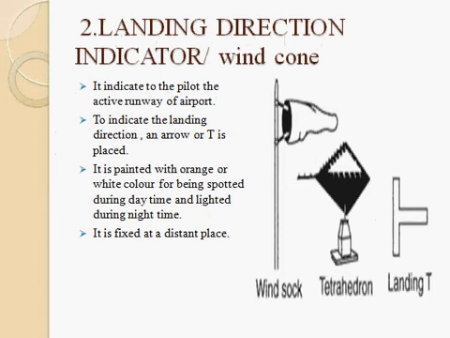Next is landing direction indicator. A similar one is used for the wind direction indicator also. In order to show the active landing direction, you will use a landing T like this, and this will show the active runway of the airport. It will be painted in orange or white color for spotting during daytime and night time.